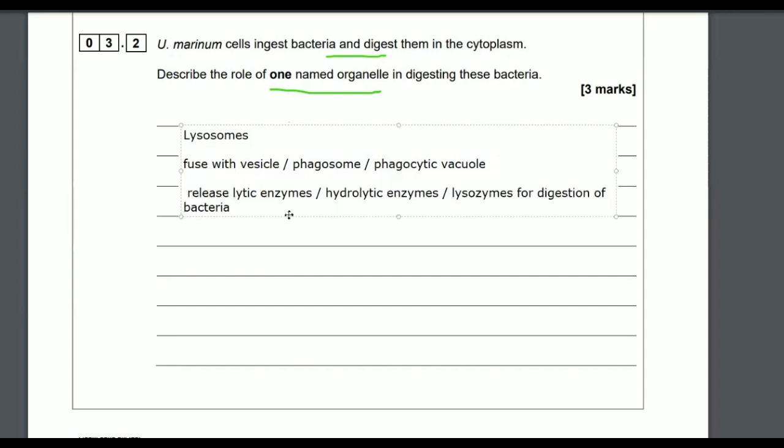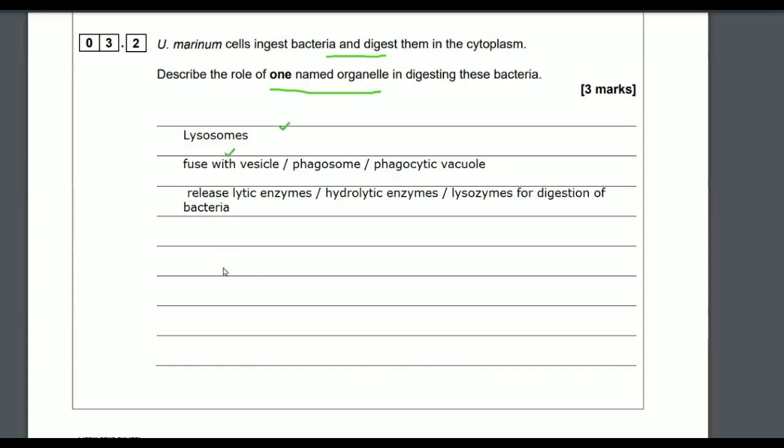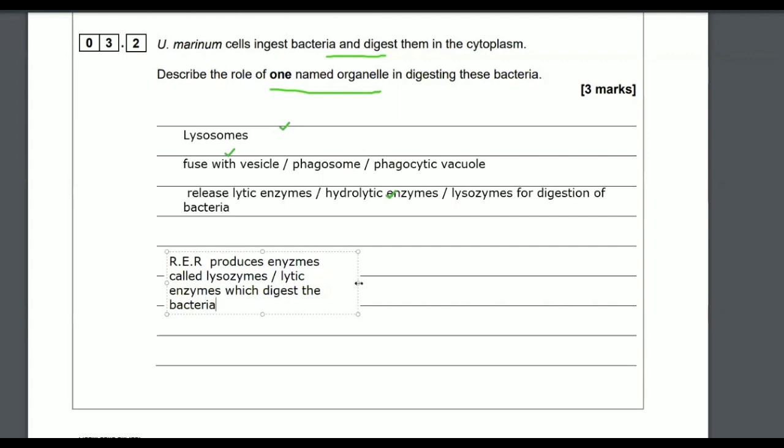So the marks are for saying lysosomes fuse with the vesicle, release the digestive enzymes, or lytic, hydrolytic enzymes, however you want to call them. Now, what else can we talk about? We can talk also about how on the ribosome or the rough endoplasmic reticulum, it's 2 other organelles we could name, we could say that the lytic or digestive or hydrolytic enzymes are constructed on that, and then they're given their 3D shape in the Golgi apparatus, and we can pick up the 3 marks for that. We're talking about the construction of the digestive enzyme.